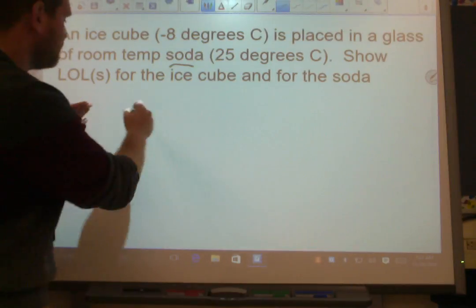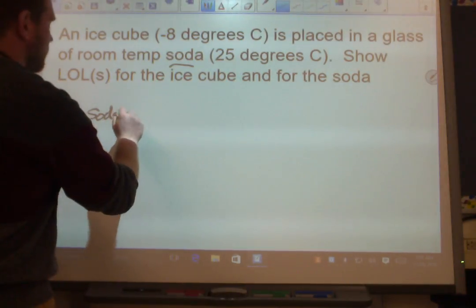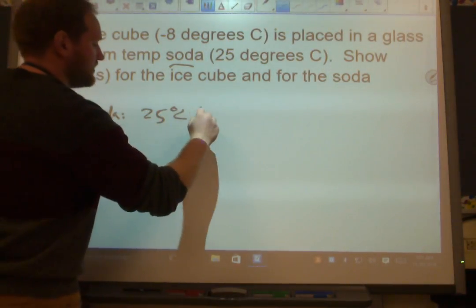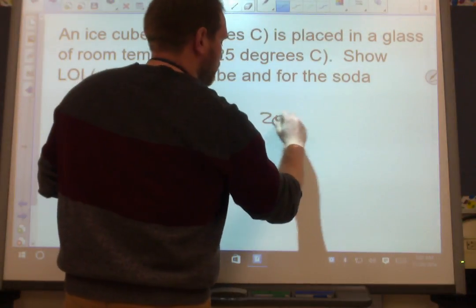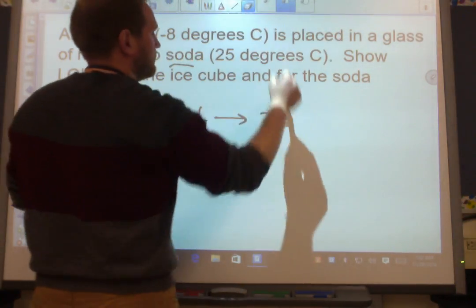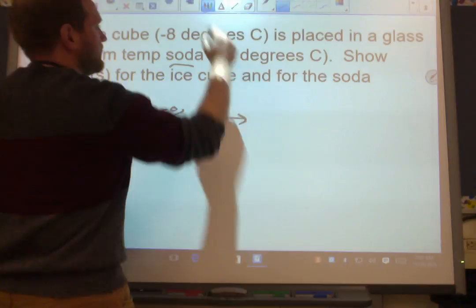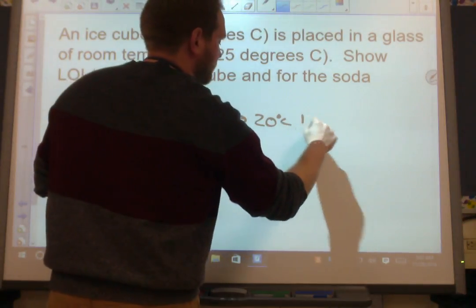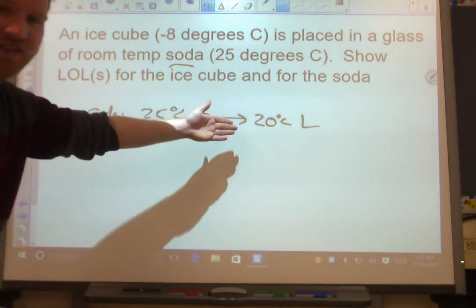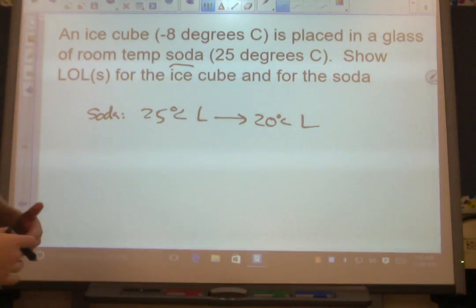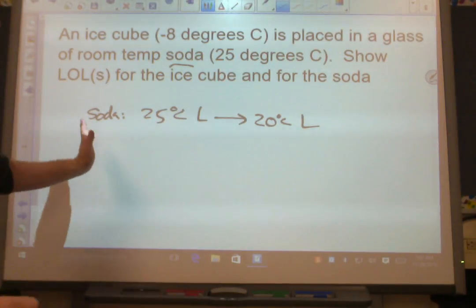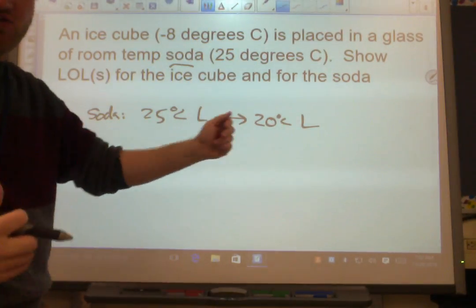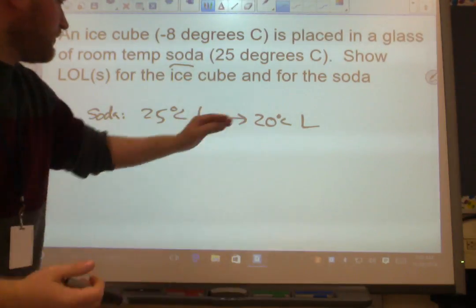The soda is going to go from 25 degrees Celsius liquid to 20 degrees Celsius liquid. And again, if you put 15 or even 10, I don't care. It's qualitative. You're still showing me the heat transfer going in the right direction. That's all I care about. So that's what I said for the soda.